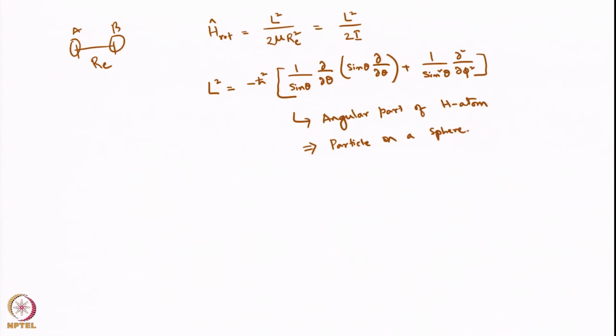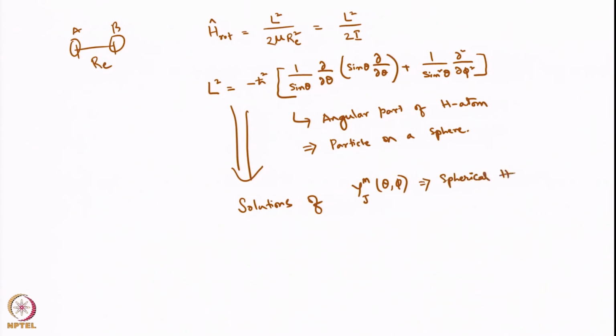Okay. And the solutions of these are given by what I will call Y_jm(theta, phi). These are called spherical harmonics. You can look up any elementary quantum chemistry or quantum mechanics textbook to look at the spherical harmonics. Now, in spherical harmonics you have two important notions.